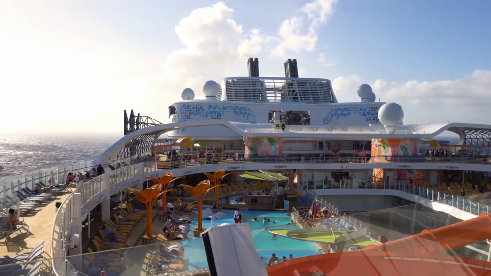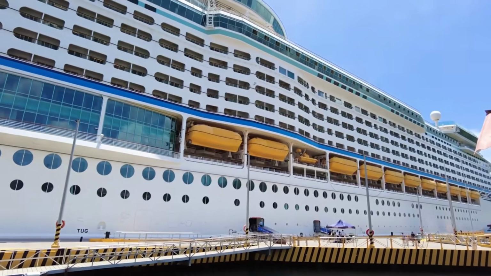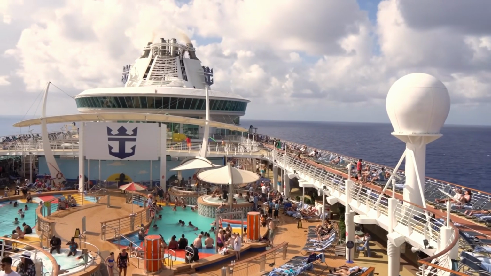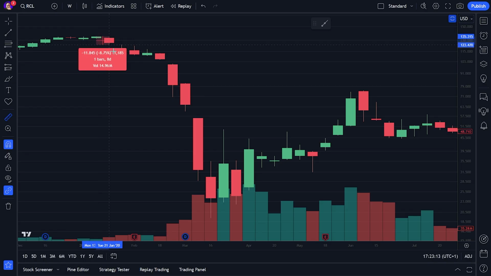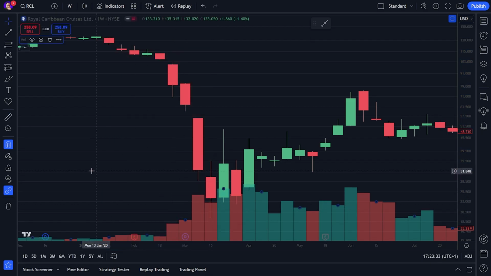Imagine you have this kind of beast docked at the pier. Royal Caribbean in 2020 started losing money like crazy, and it went from $135 down to $19, minus 85% in 60 days. And it was a great opportunity, but PE was negative, so we couldn't use it, and we would have lost it. Do you want to see where they went from that point? Check it out.